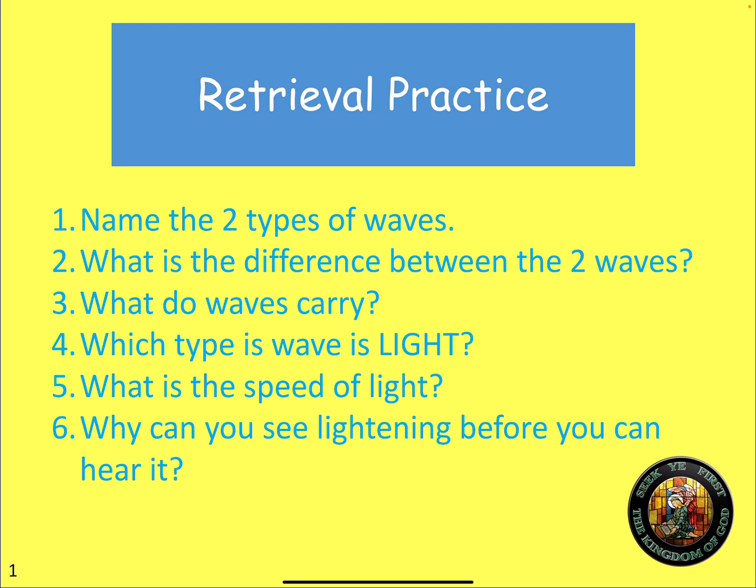Number 3, what do waves carry? Energy. 4, what type of wave is light? It's a transverse wave. And number 5, what is the speed of light? It's 300 million meters per second. And number 6, why can you see lightning before you can hear it? Because light travels faster than sound. Sound travels at 330 meters per second.